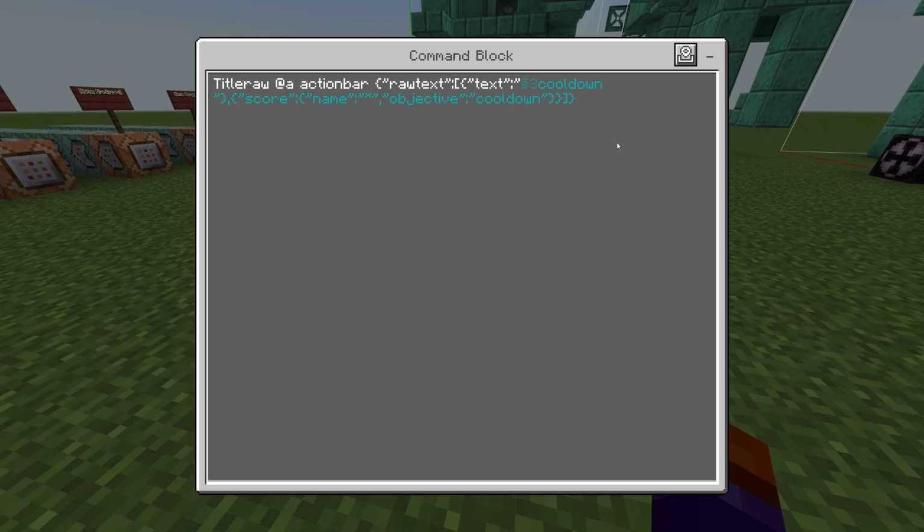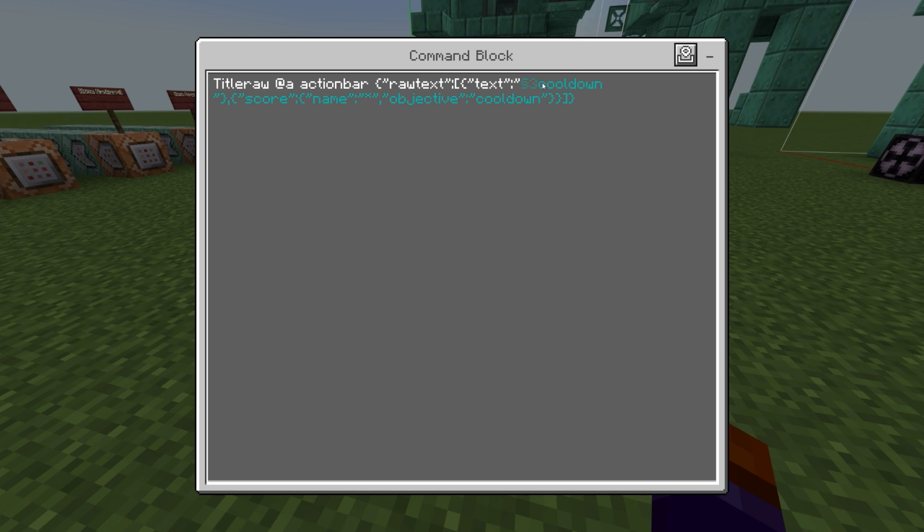So titleraw, actionbar, raw text, let's see, what is that? The 2 dots, I forgot what that is called. Bracket, parentheses, or actually it's an angled bracket, raw text, and then the 2 dots, I think it's a colon, yeah, the colon, and then angled bracket, text, quotation mark, and then colon, quotation mark, cooldown. And this right here, this custom text, I do not know how to get on keyboard.